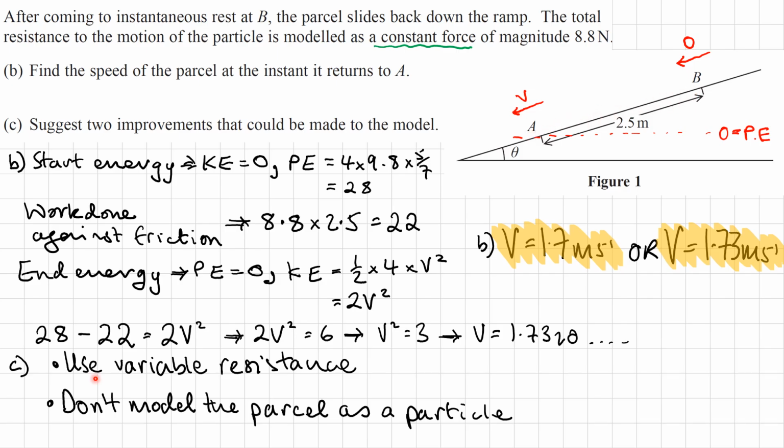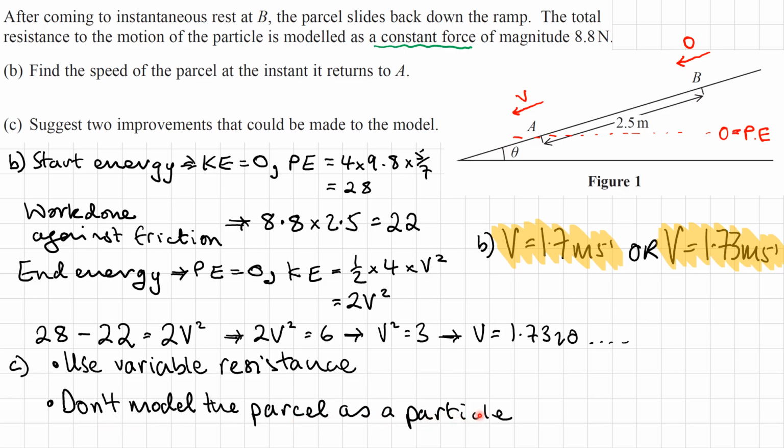So you might say something like have its resistance proportional to its velocity, something like that. But it relates to this resistance being modelled as a constant force. We want to use variable resistance. And the second improvement would be to not model the parcel as a particle, and that's because in part A it talks about the parcel being modelled as a particle.